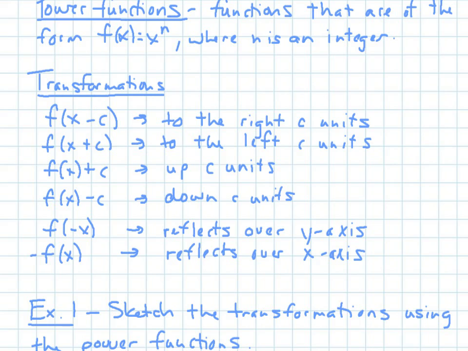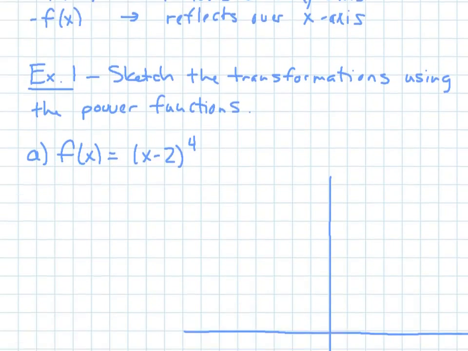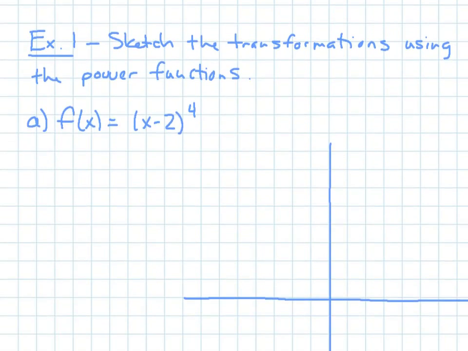If you are multiplying a negative value to x on the inside of your function, that means you're reflecting over the y-axis. If you're multiplying by a negative value to the entire function, that means you're reflecting over the x-axis. Okay? So here, one thing we would like to sketch is these power functions with some transformations involved as well. And we want to be able to show those transformations.